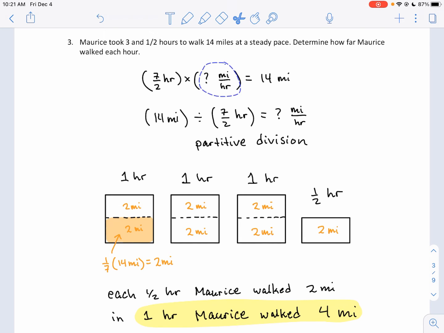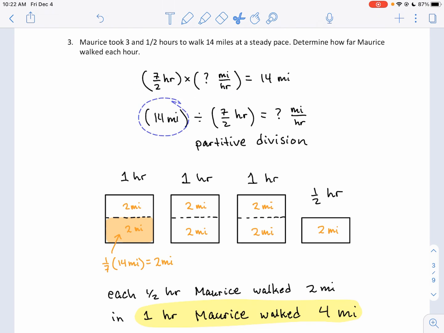And let's see, he went 14 miles. So the miles is the product, because the product and the numerator of the multiplicand should have the same unit. The other information was the 3.5, which is the same thing as 7/2 hours. So I put 7/2 hours here. That's the multiplier, whose unit matches the denominator, right? Once I feel confident I've got this structure in place, I recognize it's a partitive division that will answer the question because it's a missing multiplicand.